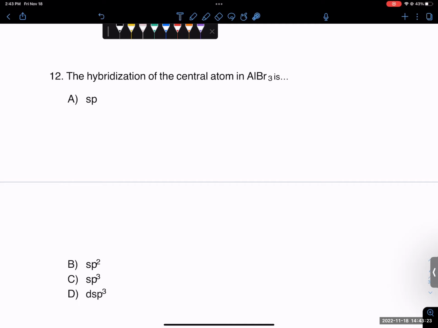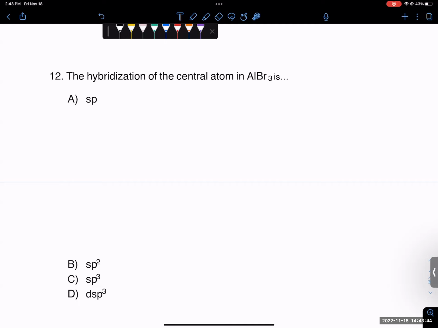I have a question. The electron rich regions, the sigma bonds are included as well, right? So a double bond is only considered one electron rich region. Yes, it's including the double bond, so the sigma and the pi bond. Oh, okay. Thank you.